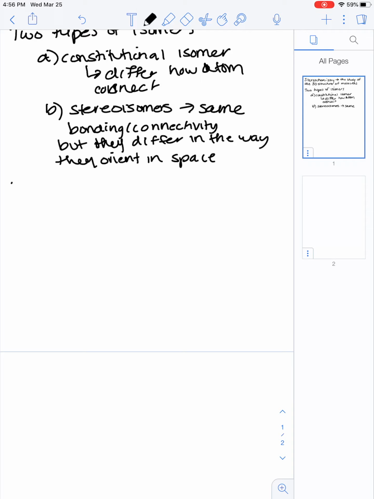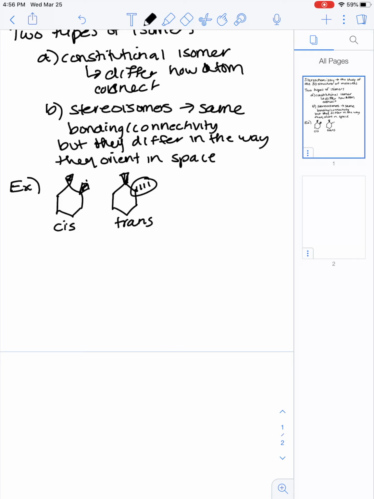An example that we have talked about when we think about chair conformations is cis and trans conformations. If we look at this molecule here, this is going to be a cis conformation. If we look at this molecule here, this would be our trans conformation. These are stereoisomers because this methyl group is different in how it's going to orient in space.